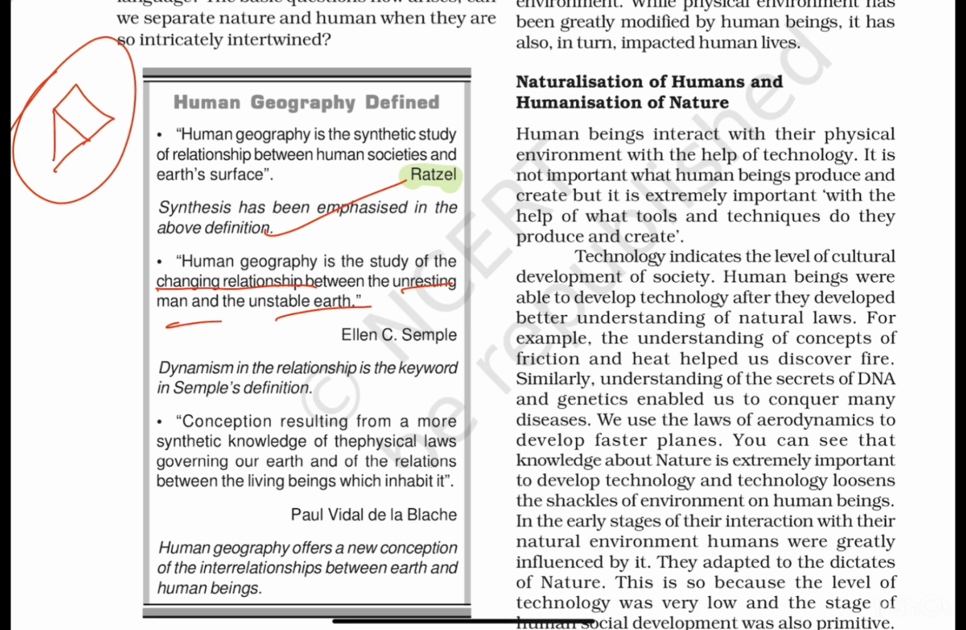Okay, so now when there is an earthquake, it is the unstable earth. Then humans rebuild, then that is the unresting man, or how the cities adapt to climate change. So the key idea here is dynamism. Dynamism, that is the constant change. Now, the main point in Ellen C. Semple's view is that the relationship between humans and the earth is never fixed and it keeps on revolving.